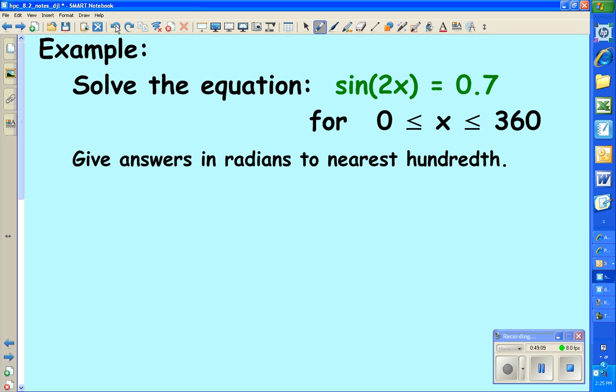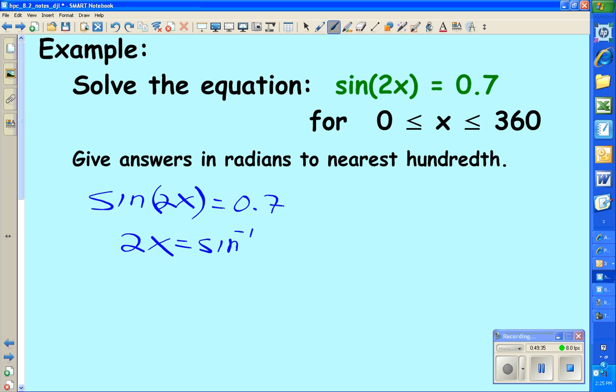I think there's just confusion when we look at this question. So we want to start with the equation: sine of 2x is equal to 0.7. You want to ignore the 2x and treat that as what you're finding the sine of. So when you go through this, 2x is going to equal sine inverse of 0.7.